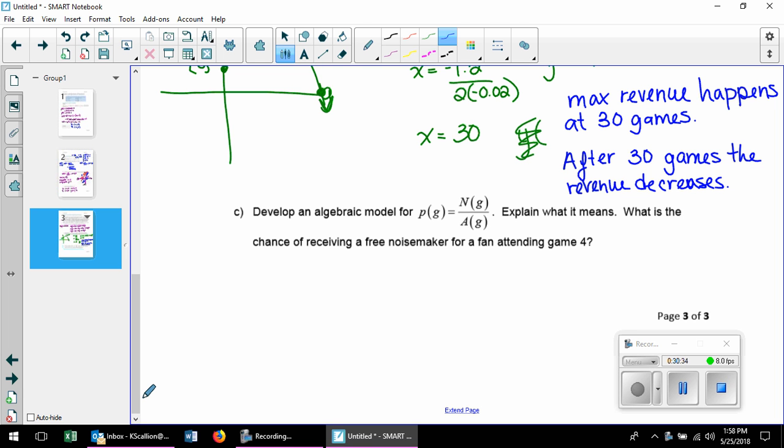So noisemakers, and let's say I have 10 noisemakers, and I have 30 people in the class. What are the chances of you getting a noisemaker? 1/3. You've got 33% of the chance, right? So this P does not mean profit, even though we're just talking about money. The P here is the probability. It's the probability of you getting one.